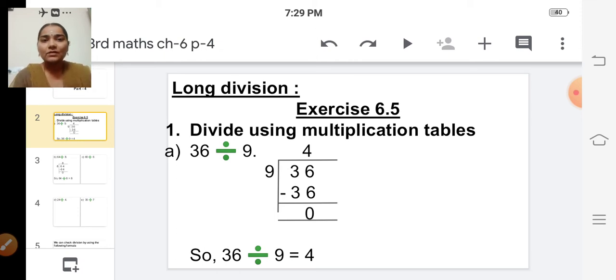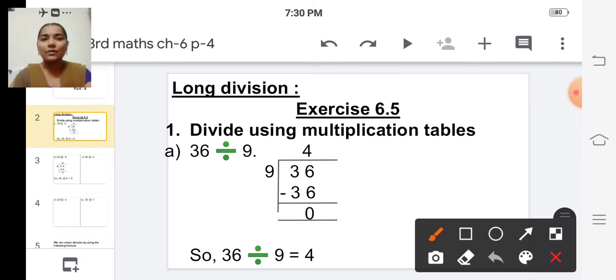Okay, children. So, shall we do the problems? Are you all ready? Yes. So, exercise 6.5. First question. Divide using multiplication tables. So, you all should be thorough with multiplication tables. Then only you can divide the numbers. Using multiplication tables, we are going to divide the given numbers.